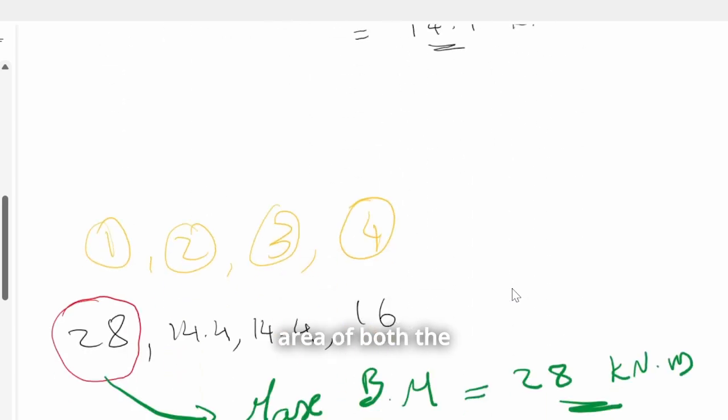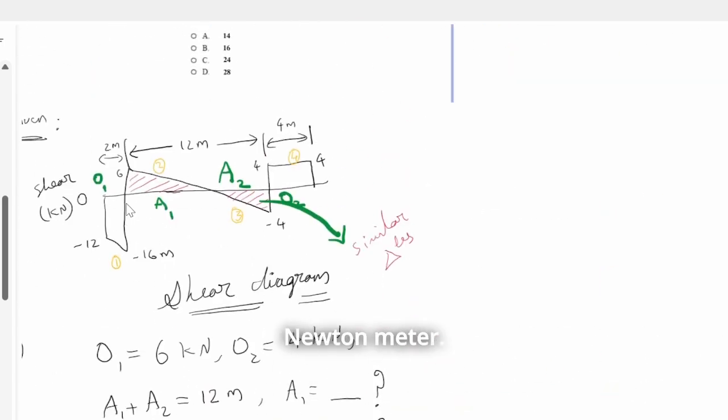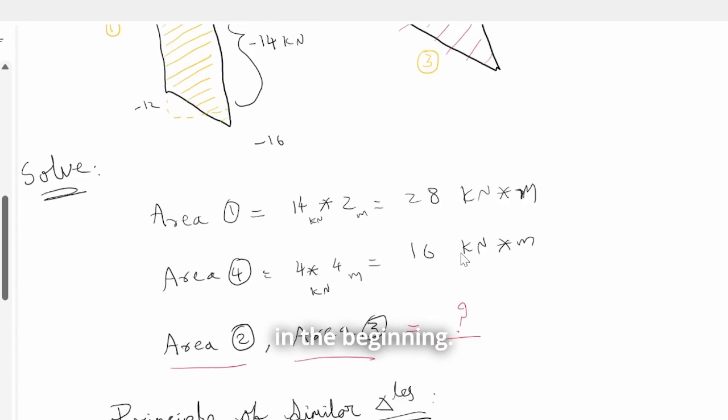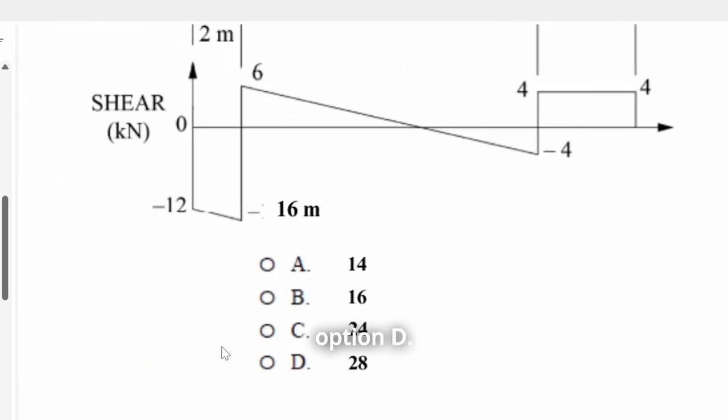Once you find the area of both the triangles, we will be comparing all the 4 different areas. Area number 1 is 28 kilonewton meter. We found that in the beginning. Area of the fourth area is 16 kilonewton meter. Area of both the triangles is 14.4 in this case, which always doesn't happen. So once you compare all of them, the first area is the maximum bending moment, and that is how we solve this problem. So the correct option is option D.